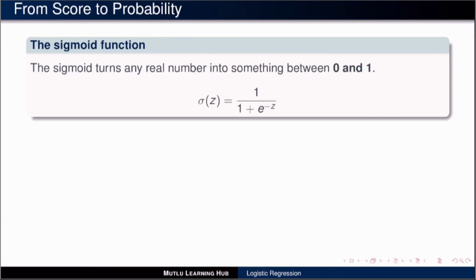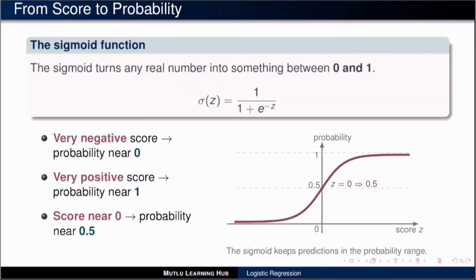The sigmoid function is the key. It takes any real number, no matter how large or small, and maps it into a value between 0 and 1. Here is the sigmoid function. You can see that if the score is very negative, the probability is close to 0. If the score is very positive, it's close to 1. And if the score is around 0, the probability is about 0.5. So now we have valid probabilities.